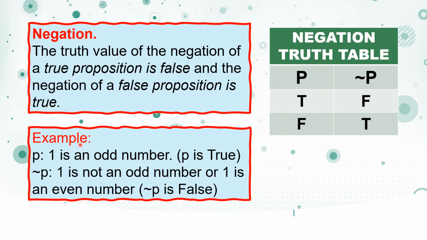Let's have example. P is the proposition: 1 is an odd number. This is a true proposition because 1 is really an odd number. So, P is true. So, yung negation ng ating P ay 1 is not an odd number or 1 is an even number. So, negation of P is false. I repeat, pag yung proposition ay true, ang kanyang negation ay false.